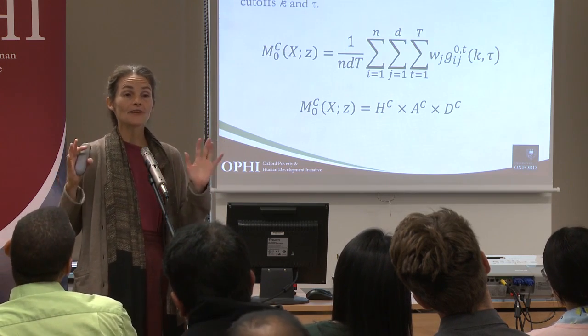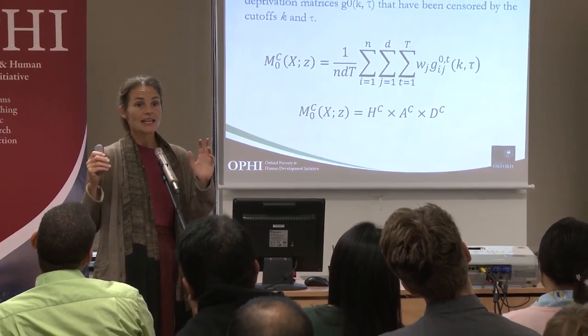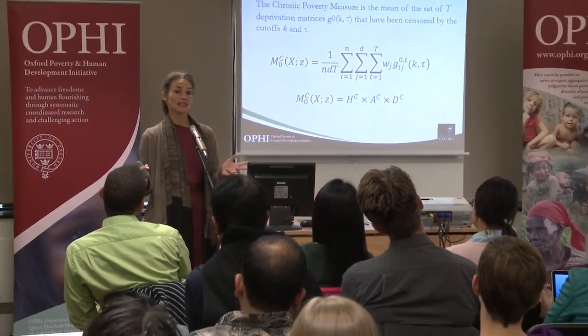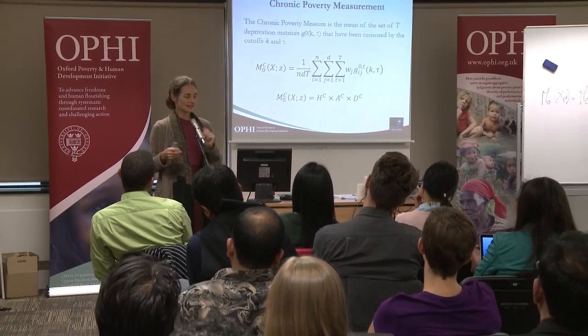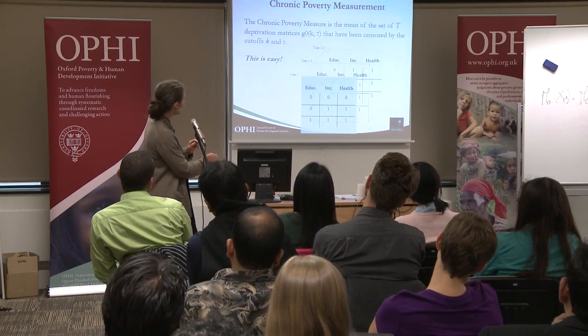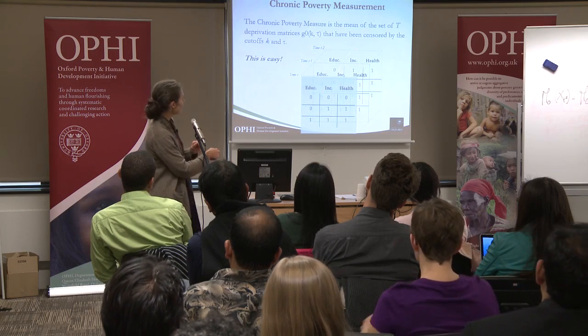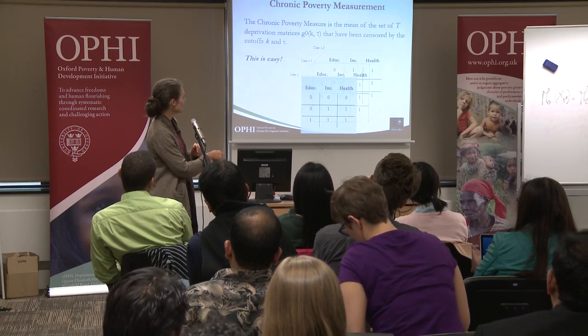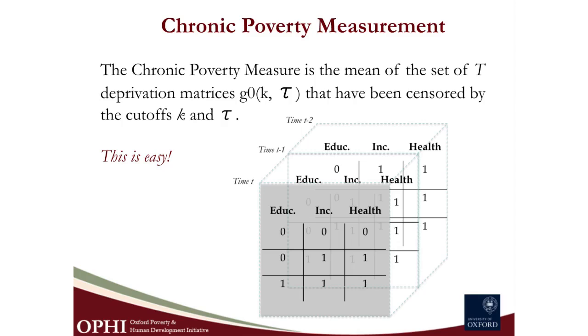If you've done that, it's very simple. The mean of that set of matrices is the measure. So basically, let's imagine 4 matrices in 4 dimensions, but that's too complicated, so let's look at 3. You basically have a set of matrices, and you take the mean of the set of matrices.